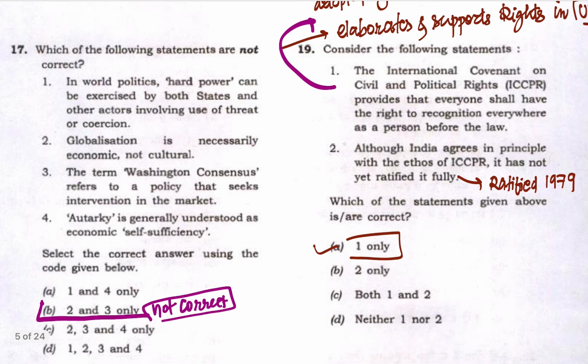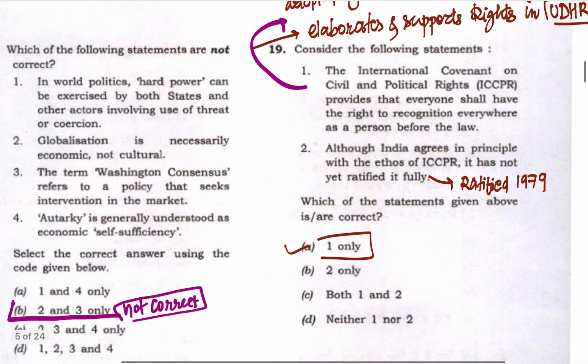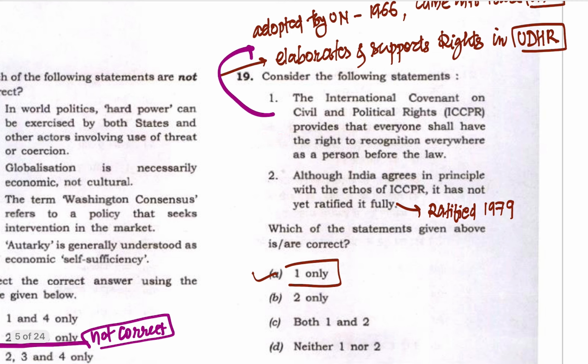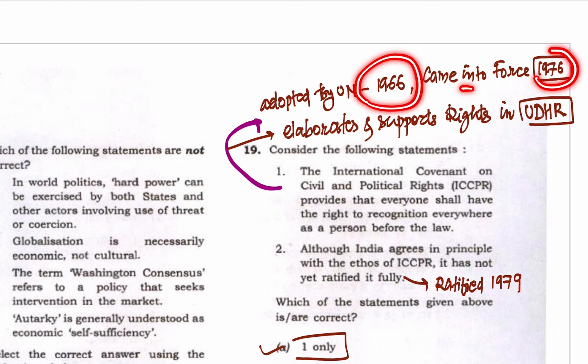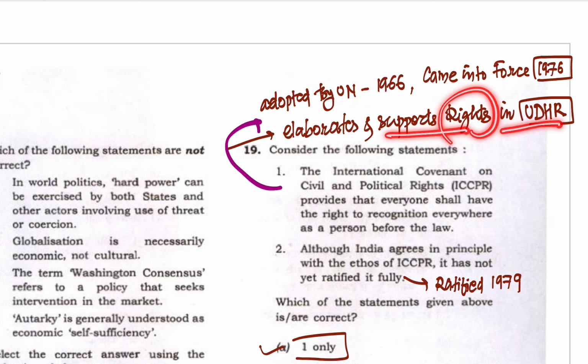Now this is important. Under the International Covenant on Civil and Political Rights, everyone shall have the right to recognition everywhere as a person before the law. So this is based on the Universal Declaration of Human Rights, right? So every person has a right everywhere before the law. Although India agrees to the principle with ethos, the ICCPR has not been ratified by India. This is not correct. The agreement was ratified by India in 1979, and it was adopted first in 1966 and came into force in 1976. It was by the United Nations. So this agreement was forwarded by the United Nations. It supports rights under the Universal Declaration of Human Rights.